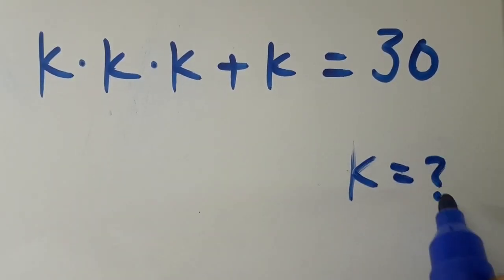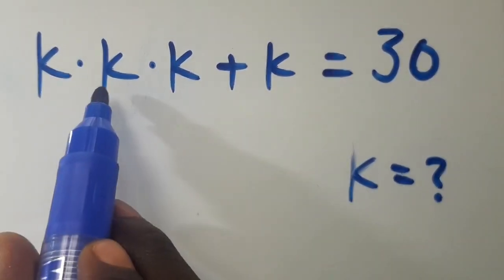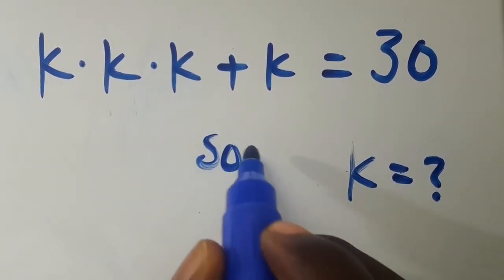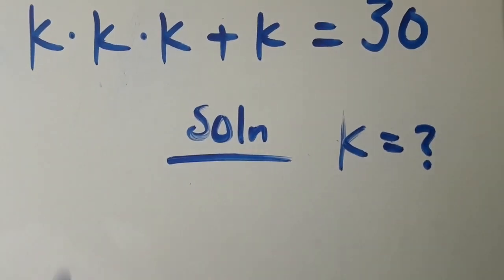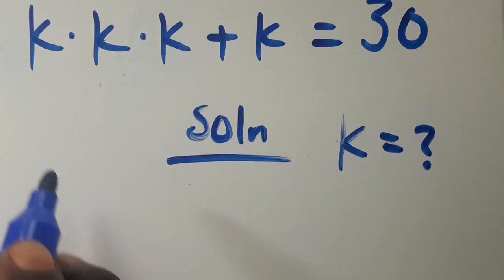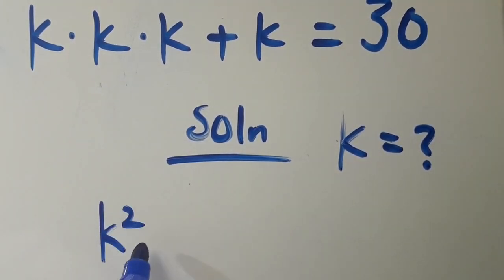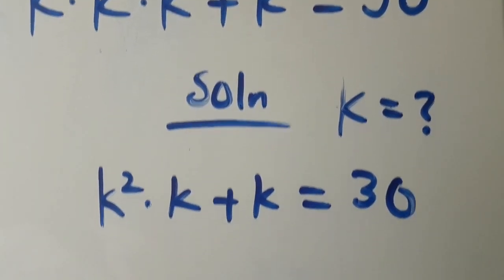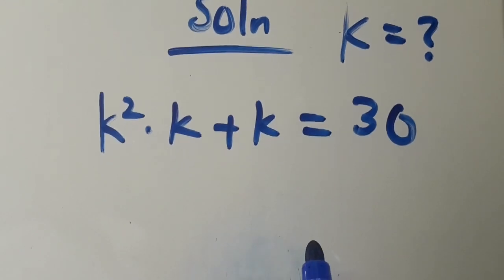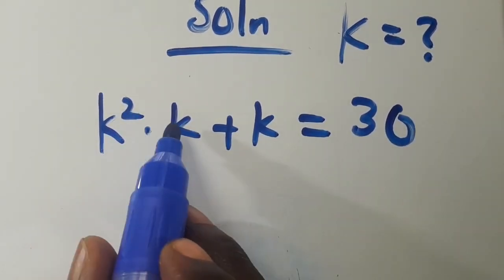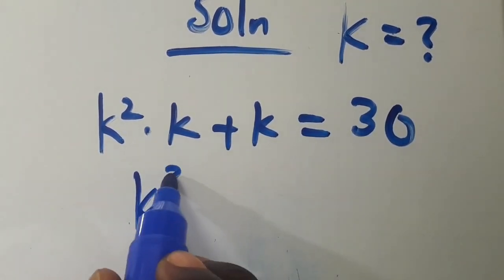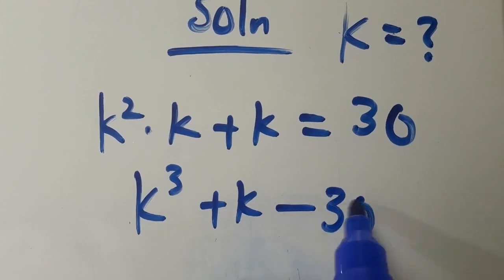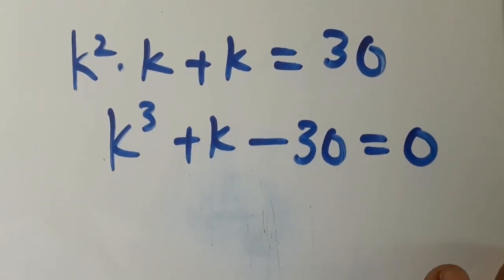We want to find the value of k, given that k·k·k + k = 30. Let's do this as k times k will be k squared, times k, plus k, equals 30. Then k squared multiplied by k gives k to the power of 3, plus k. Let's take 30 to this side as minus 30, so that everything equals 0.